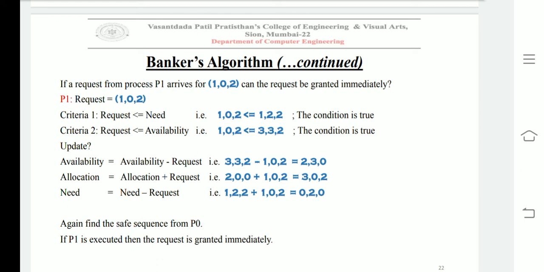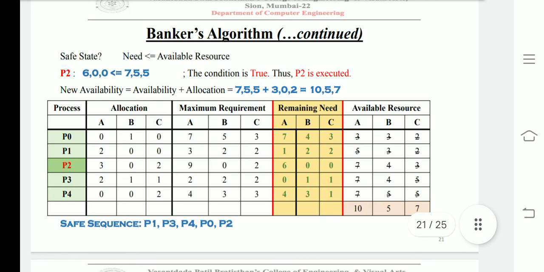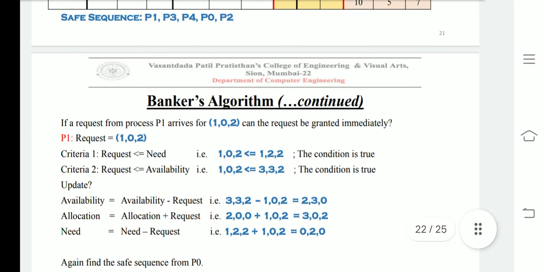Now here we need to solve the particular example from the start, from P0 and not P1. So, using the availability as 2, 3, 0 and not 3, 3, 2, we need to consider the available resource as 2, 3, 0 only, and then we will solve the example starting from P0. We will find that P0 will not get executed as it will not satisfy the condition need is smaller than or equal to the available resource.